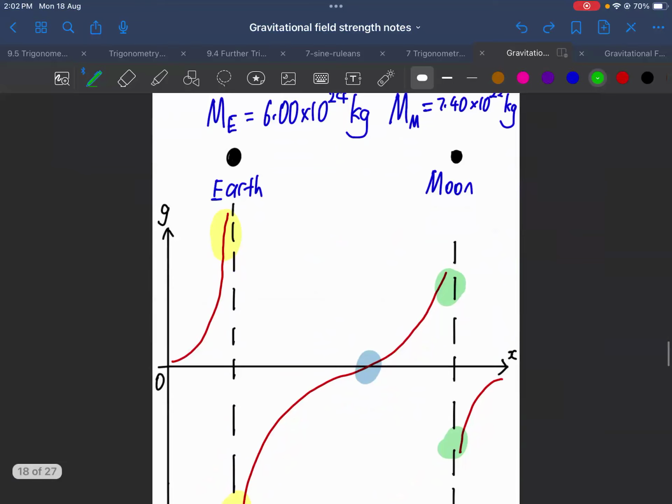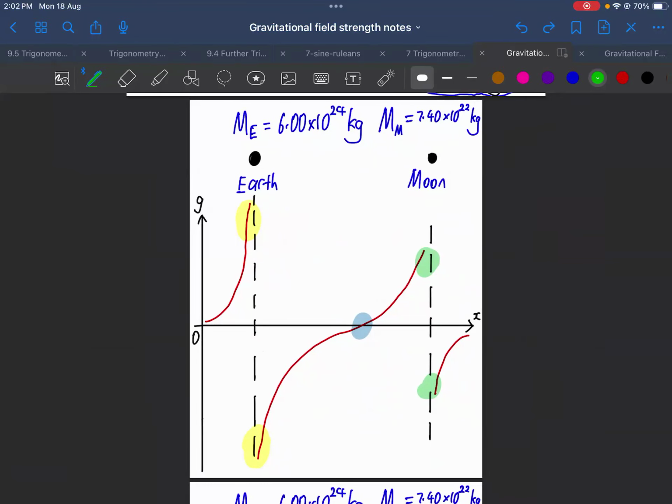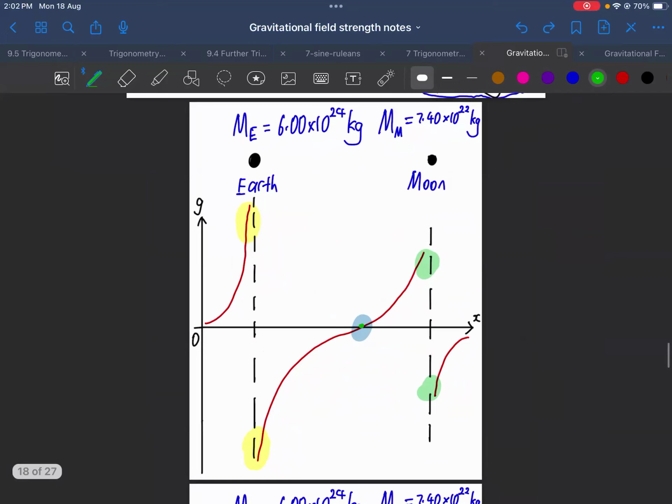Now let's talk about the Earth and the Moon. Which one is heavier, Earth or Moon? Earth. Now Earth is heavier than the Moon. So please help me to remember that the point where your G equals 0 will actually be further away from the Earth and closer to the Moon.